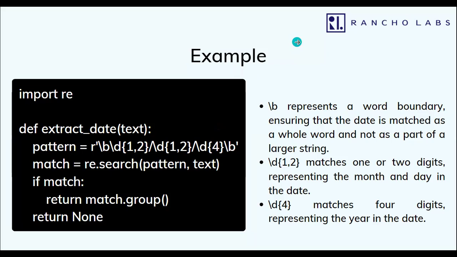The curly bracket 4 indicates the year. Four digits of year. I mean, year will be in 4 digits, right? So we give 4. If you want, you can write 2, not an issue.